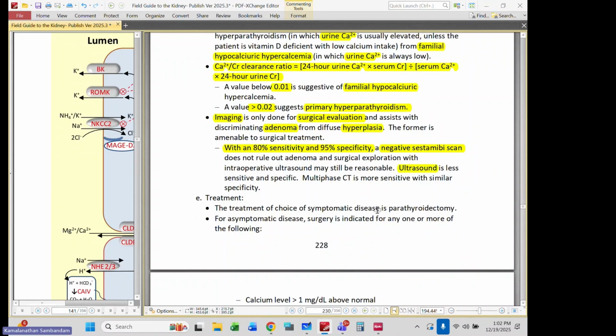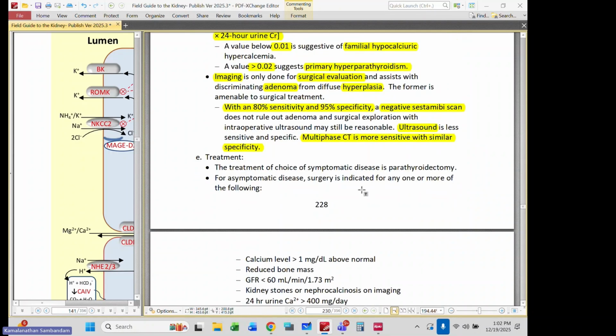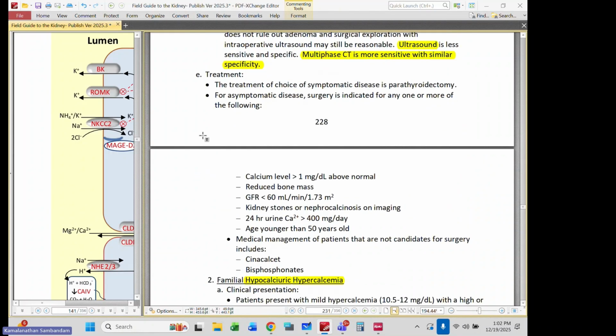Ultrasound is often done at our institution. We often do ultrasound plus sestamibi for localization. And there are more sensitive tests like a CT scan for patients where the surgeon really wants the preoperative imaging in order to plan or strategize prior to surgery. Sometimes they'll go to CT scan. Okay.